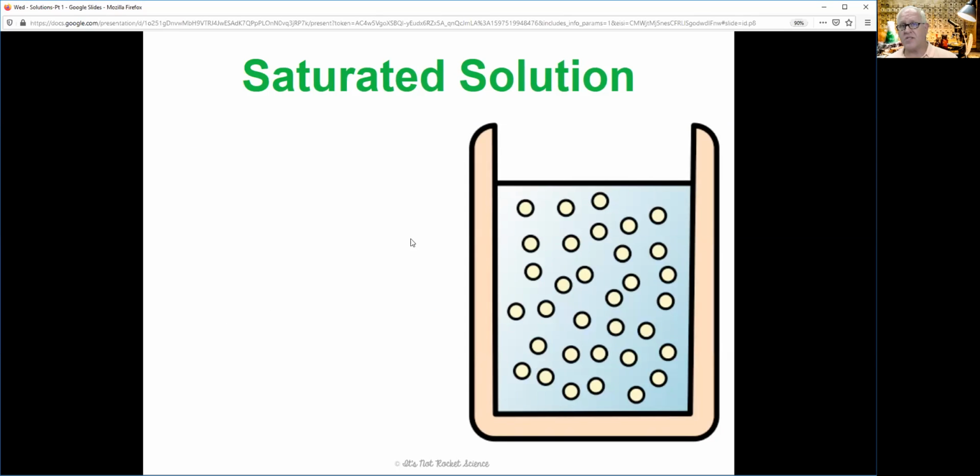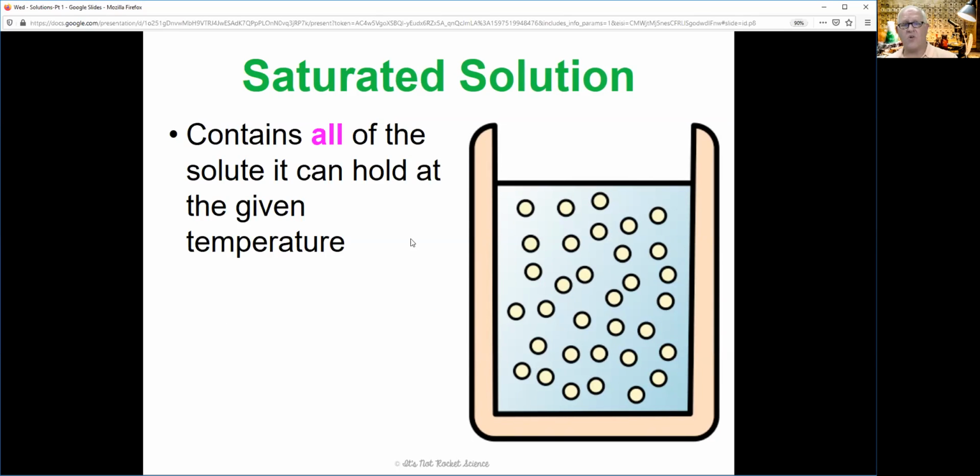Now, a saturated solution contains all the solute it can hold at the given temperature. And the given temperature is whatever temperature you have decided that that solution needs to be at. And so right now, if you took out a glass of water and you took the water from the tap in your sink, it would be at room temperature.